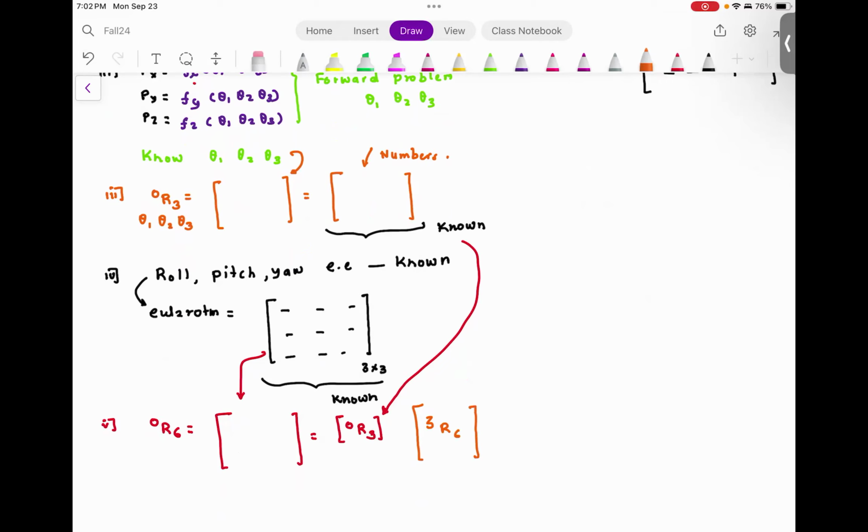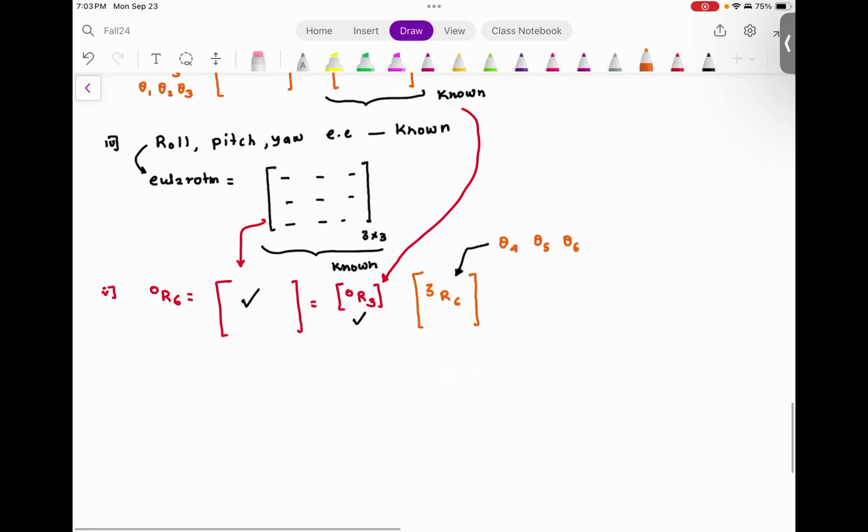You agree with me? And this 3R6, so this is known. This guy is known, but the only unknowns are in this guy: theta 3, theta 4, theta 5, and theta 6. So the unknowns are theta 4, theta 5, and theta 6. Are you with me?